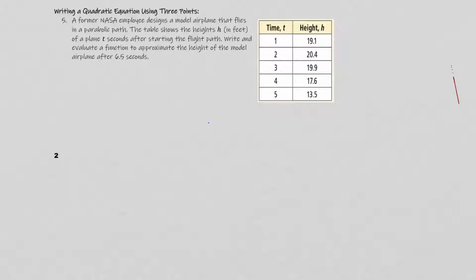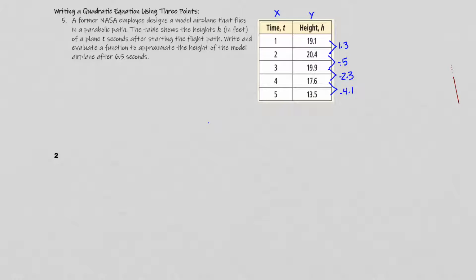And we're going to look at these just for practice, because in some of the practice that you're going to be assigned at the end of this video, you're going to have to find those differences. So I'm going to find the difference between these two outputs. Okay, remember it's the y value, so if this is x, this is y. So 20.4 minus 19.1 is 1.3. 19.9 minus 20.4 is a -0.5. 17.6 minus 19.9 is a -2.3. And 13.5 minus 17.6 is a -4.1.